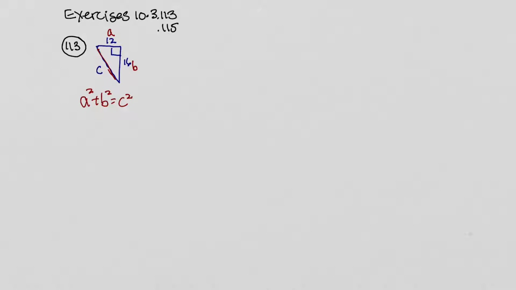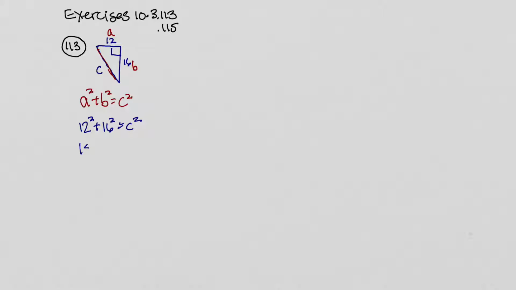So let's substitute in our numbers. A might be the 12 squared, the b could be the 16 squared. Doesn't matter, we can switch these around. This could be the a, this could be the b. They're just the legs. And this is equal to c squared.